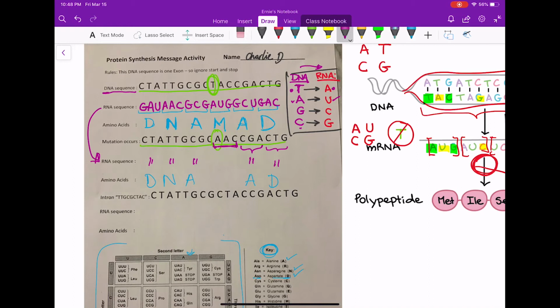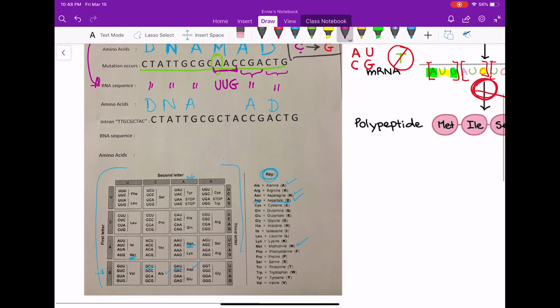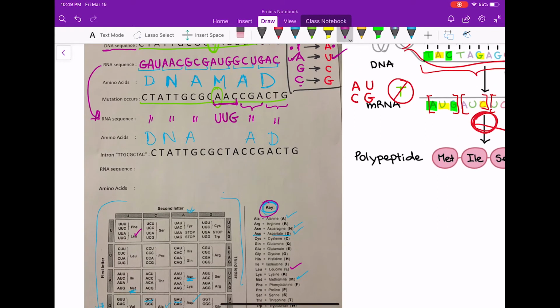So now I turn this into RNA language. AAC. Whenever I have an A in DNA, I have a U in RNA. I look at my chart, A, U. Then A, U. Whenever I have a C, I have a G. Then I look at my chart, UUG is leucine. And then I look at my key, leucine is L. So I write L right here. And now the message reads DNA lad.